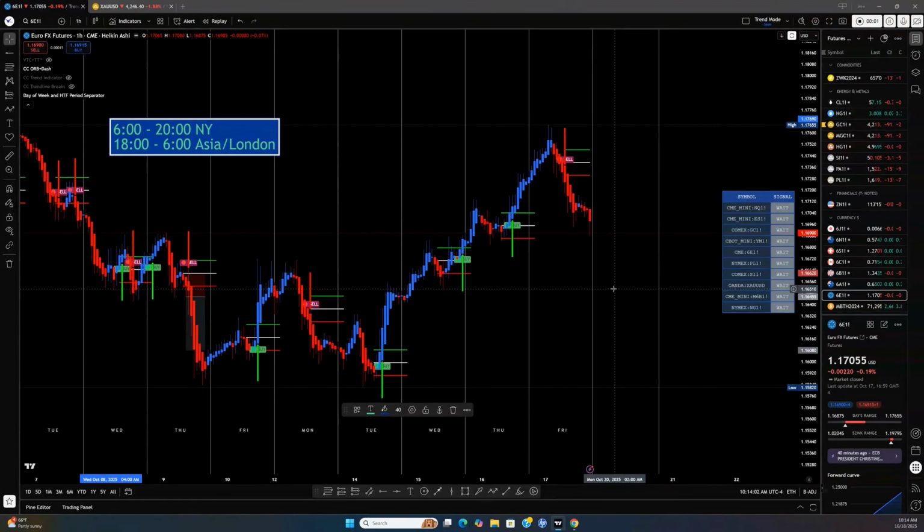All right, let's talk about the CC ORB slash dashboard. I'm going to give you the settings that I use and show you how you can catch a trade every single day with the CC ORB.